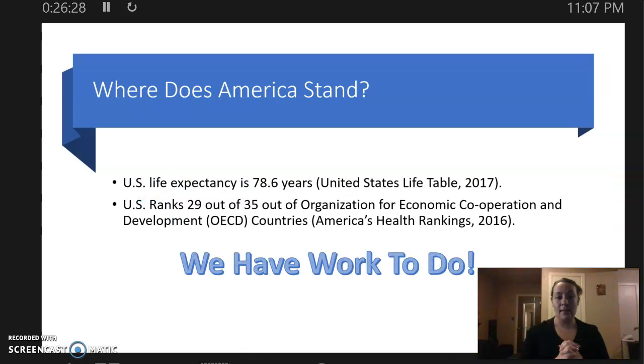So where does America stand? The U.S. life expectancy, according to United States Life Table in 2017, is 78.6 years. And according to America's Health Rankings 2016, the U.S. ranks 29 out of 35 within other countries who participate within the Organization for Economic Cooperation and Development. So for how much we as America spends on healthcare and how far advanced we claim we are, I believe we should be ranking better. We have to set better priorities and better goals in order to improve healthcare and improve our life expectancy and the quality of life.